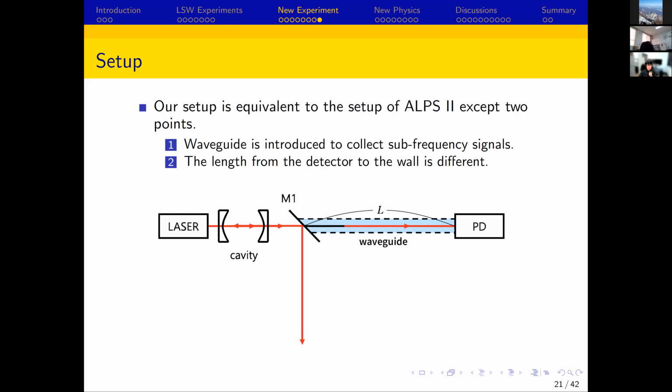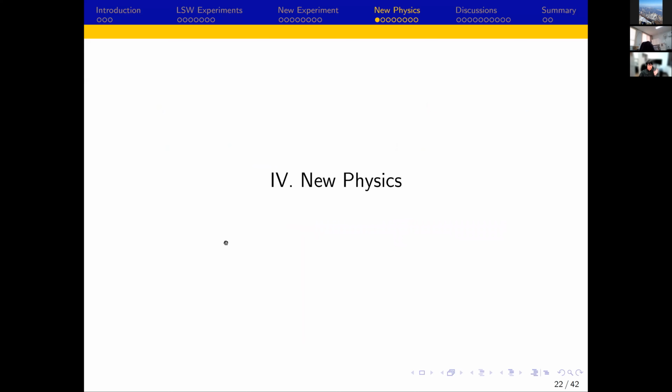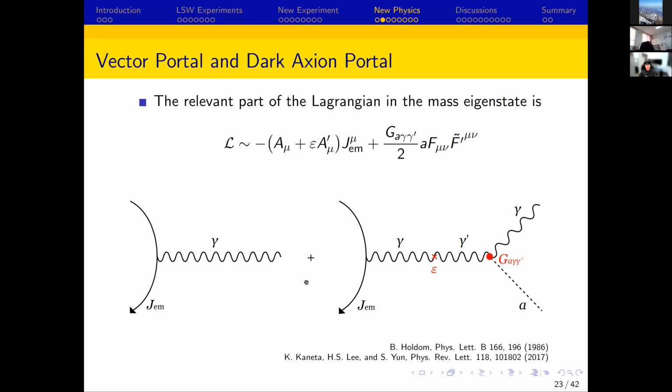Okay. So this is the motivation and setup of our research, and we constrain this specific example using this experiment. So I want to introduce our new physics. Our new physics uses a vector photon and a dark axion photon. Through the vector photon and the dark axion photon, the decay I described before can occur.